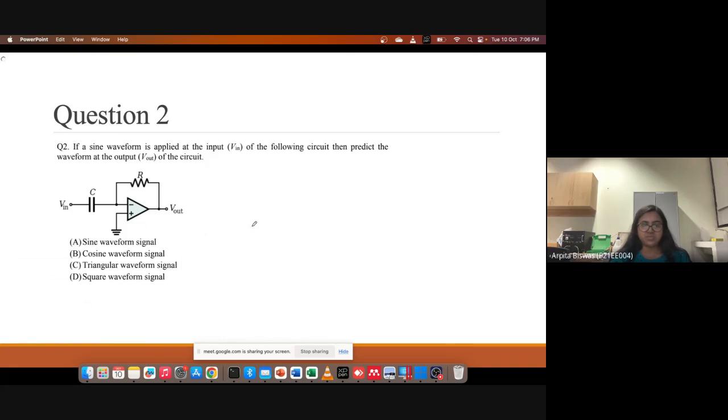The first option is the sine waveform signal. The second option is the cosine waveform signal. The third option is the triangular waveform signal, and the fourth one is the square waveform signal. So if a sine waveform is applied at the input voltage of the following circuit, then predict the waveform at the output of the circuit.